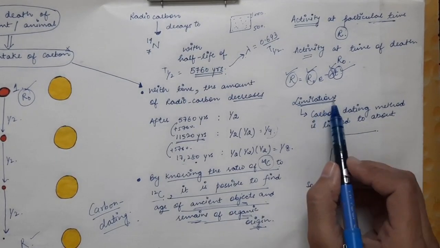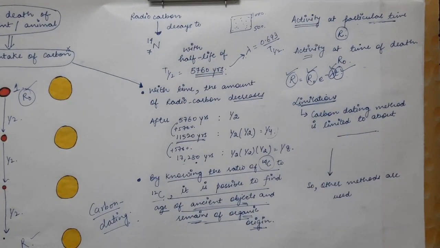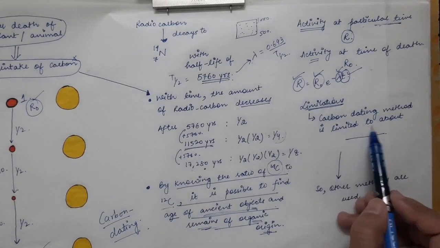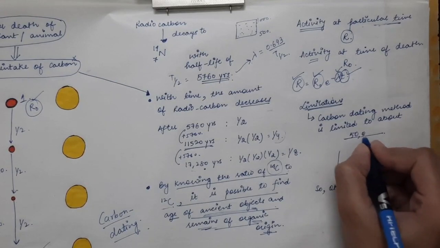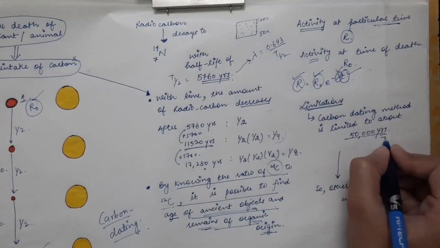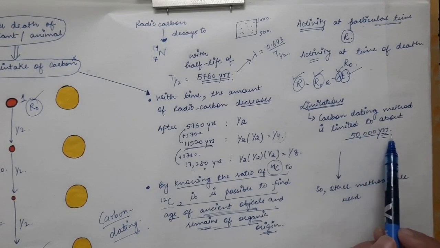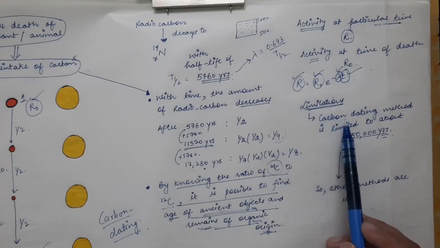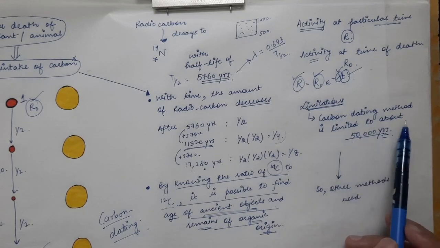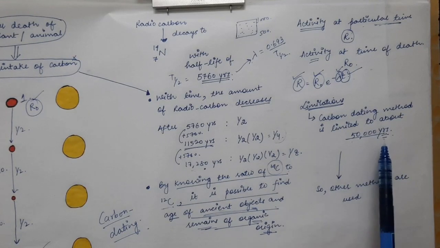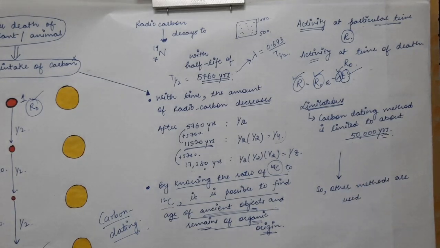Now, what are the limitations of carbon dating? This carbon dating method to determine the age of a particular specimen is limited to about 50,000 years only. It gives accurate results if the age of the specimen is less than 50,000 years. If you want to find the age of a specimen which is older than 50,000 years, other methods are used to determine the age of that particular specimen.